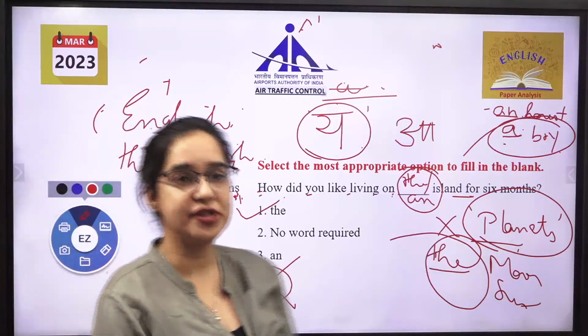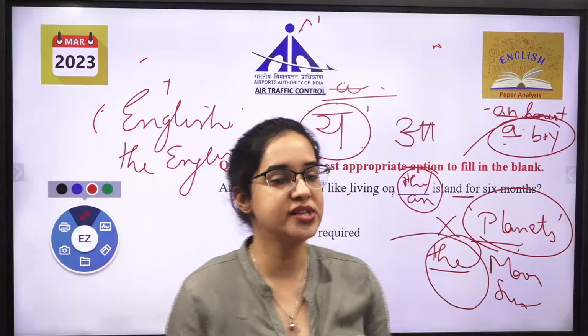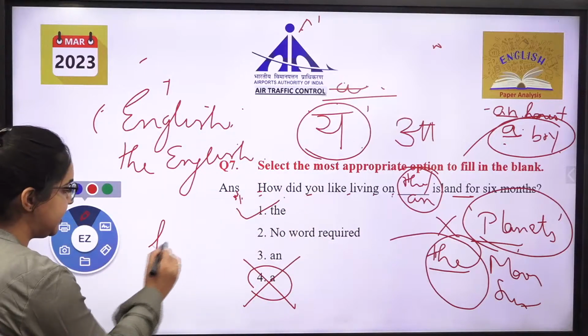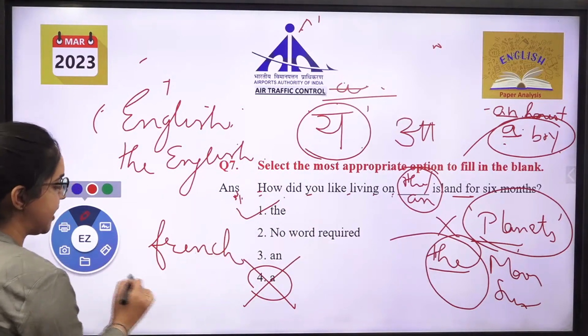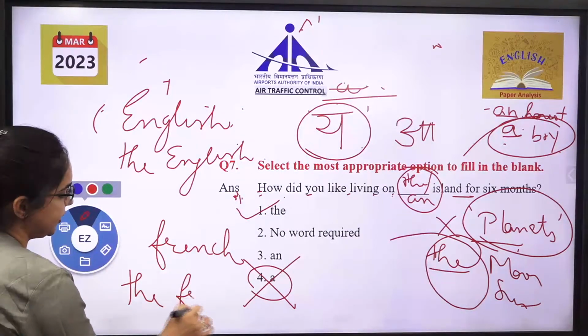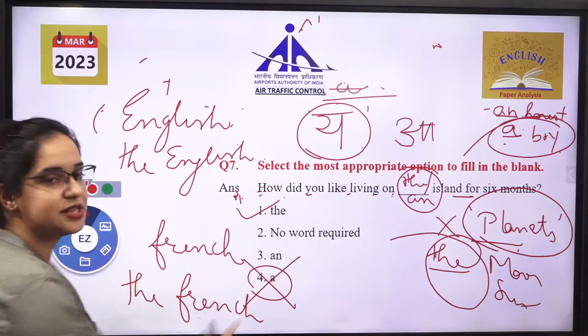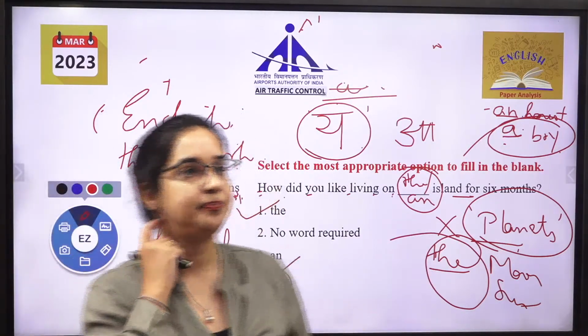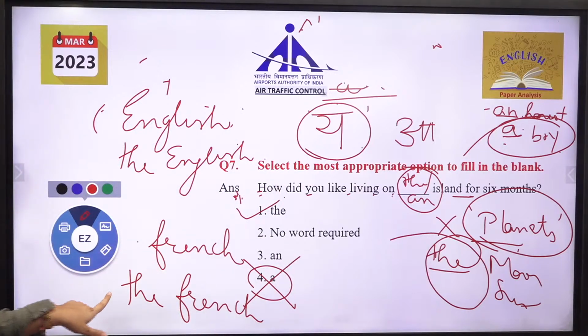Okay, tell me the difference between English and the English. This carries a difference. French, the French. What is the difference? French हो गया. ये last to last year paper में आया था. I think Airport Authority के French and the French. The sentence was there. What is the difference? Tell me. Difference between French and the French. Think about it. Country, person.